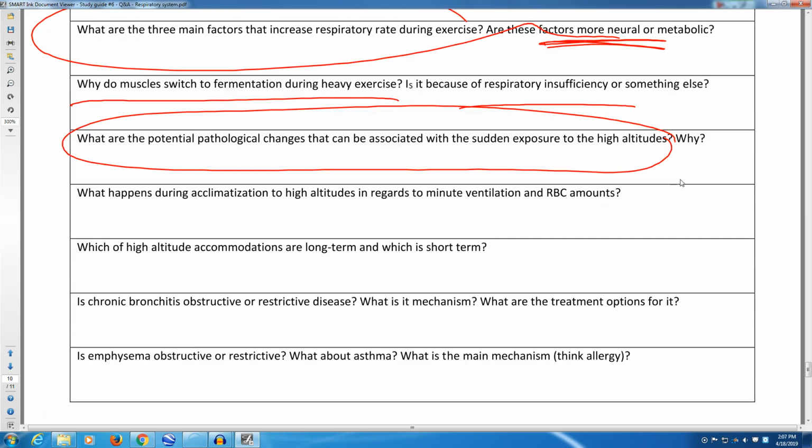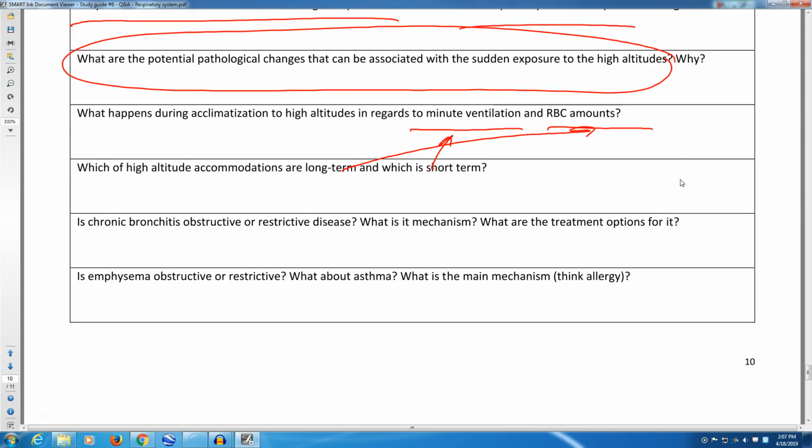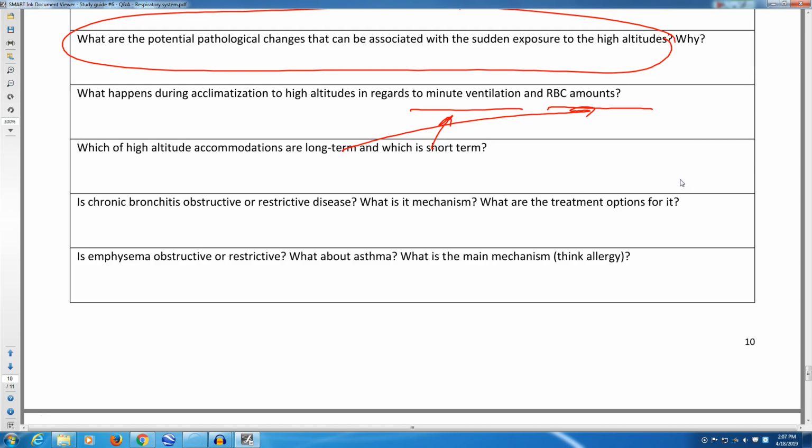Acclimatization to high altitude: minute ventilation increases, red blood cell amount increases. So technically speaking, minute ventilation is short term, RBC amounts long term. Well, in the long term, if you go there for a week, minute ventilation will be increased all the time and RBCs will go up. But if you go there for 5 hours, the only thing that's going to change is your minute ventilation. This is why we call it short term.